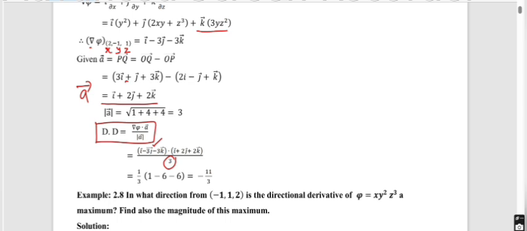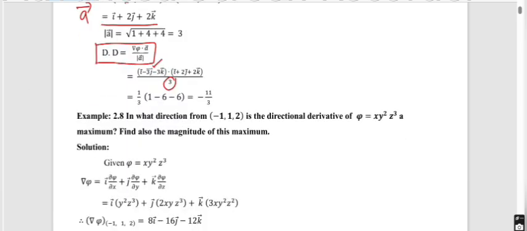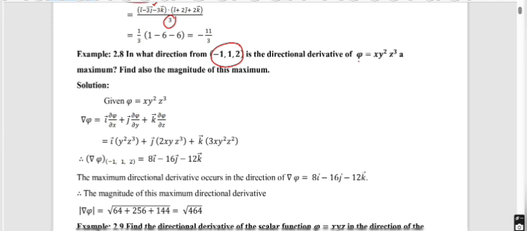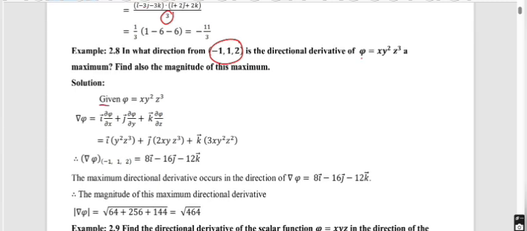The next one is: in what direction from minus 1, 1, 2 is the directional derivative of phi equal to x y square z cube a maximum? Find also the magnitude of this maximum. Now here we find the direction, that is the A vector. Here phi is also given, and the point is given, minus 1, 1, 2. Here given phi equal to x y square z cube.